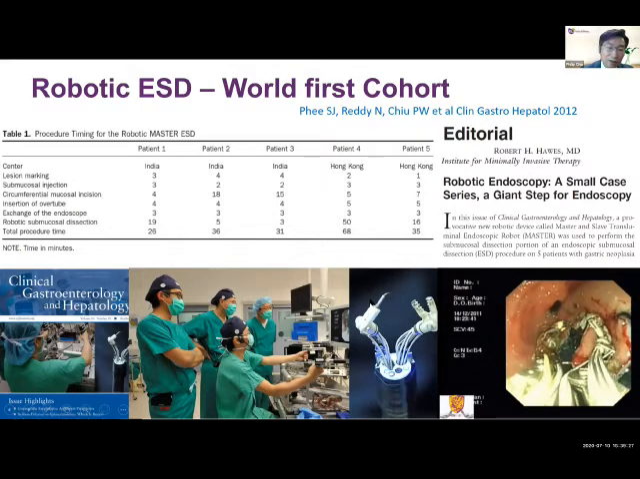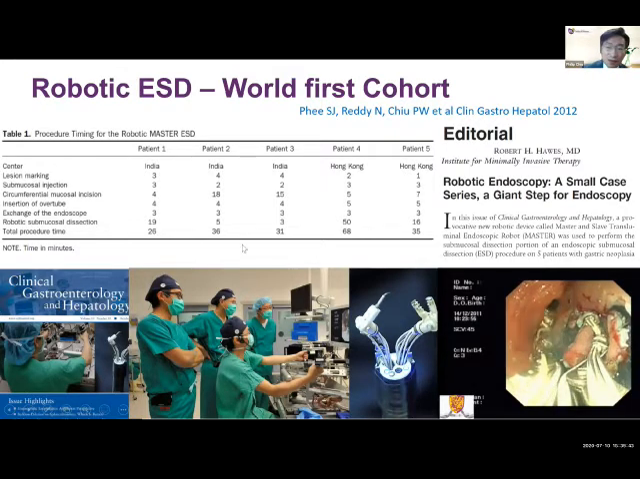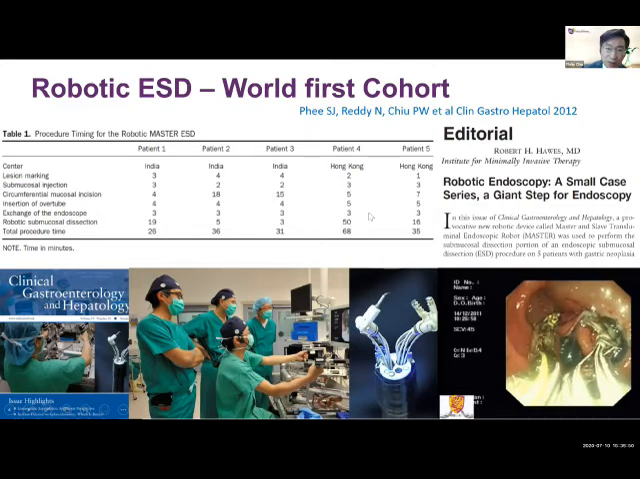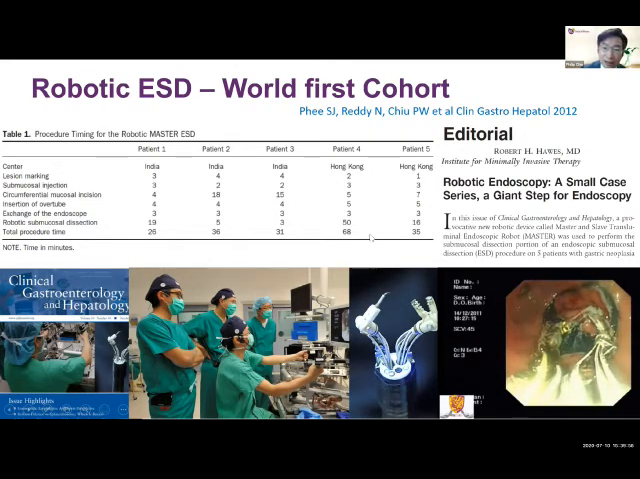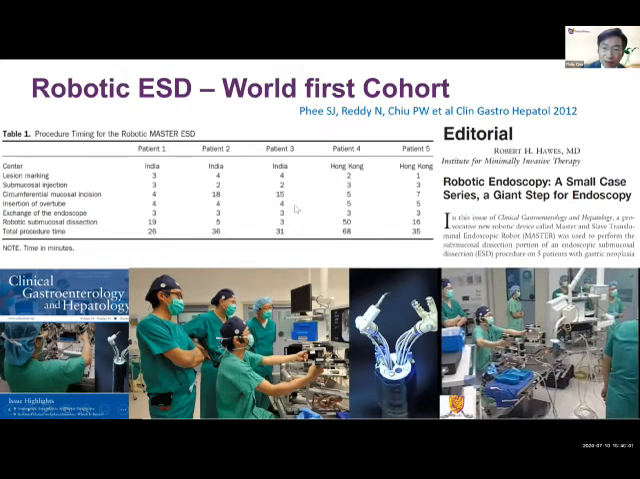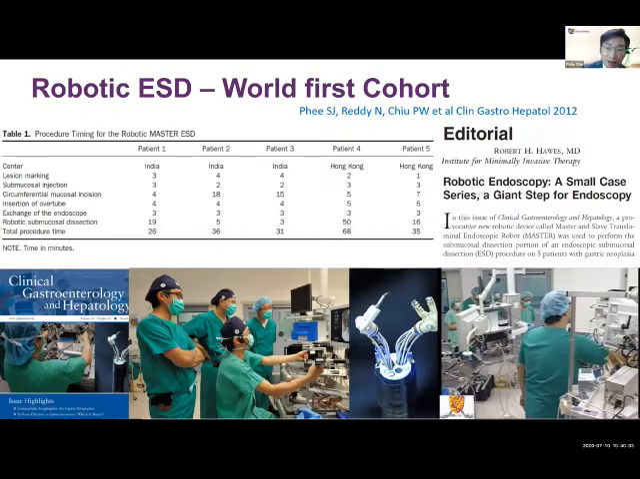So this is a robotic system, and we conducted this clinical trial in India at Hyderabad at Professor G.V. Rao's unit, and also at the Chinese University of Hong Kong. With 5 patients with early gastric cancer, we could achieve endoscopic submucosal dissection with the robotic system. So in the editorial published in CGH in 2012, Professor Hawes mentioned our report, calling robotic endoscopy, a small case series, a giant step for endoscopy.